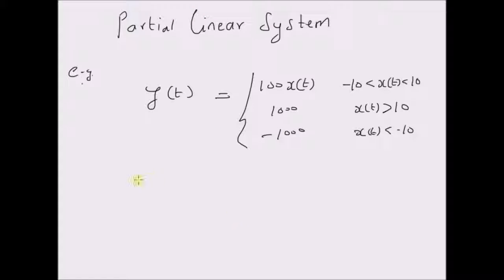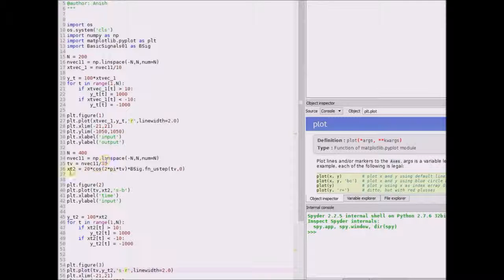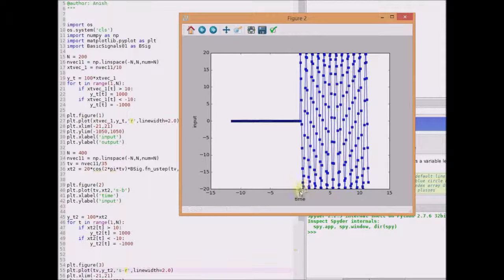Now let us consider an input x of t equal to 20 times cos of 2 pi t multiplied by the unit step signal u of t. So for this signal, this is the time vector and this is the signal xt2, that basically is 20 times cos of 2 pi t multiplied by the unit step signal, and then we plot this signal, and we can see that it is a sinusoid after time t equal to 0. That is, since it is multiplied by the unit step signal, it is a sinusoid only after time t equal to 0, and it is a constant and equal to 0 for time less than 0.